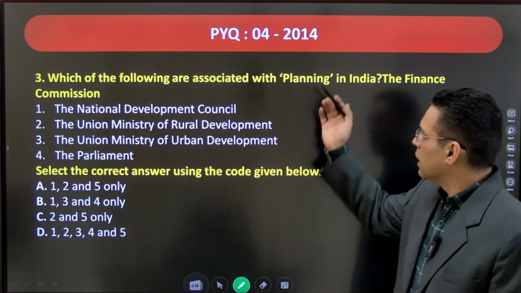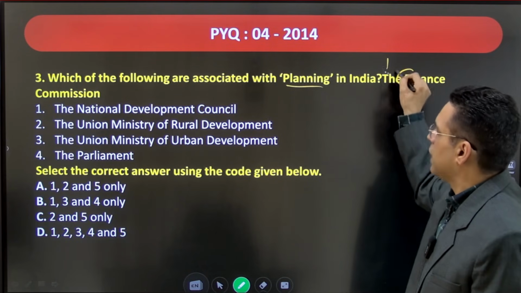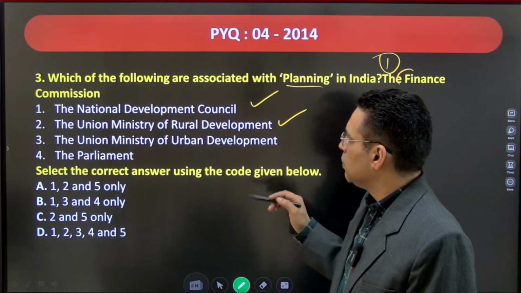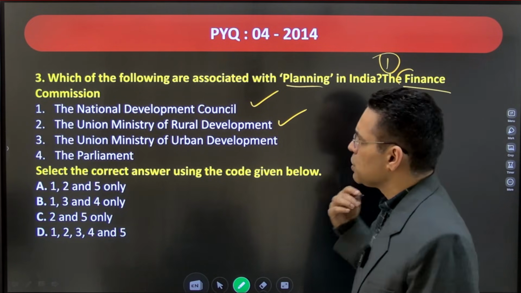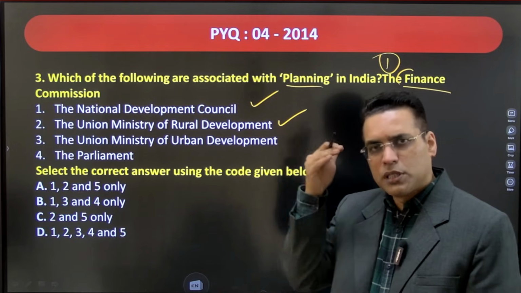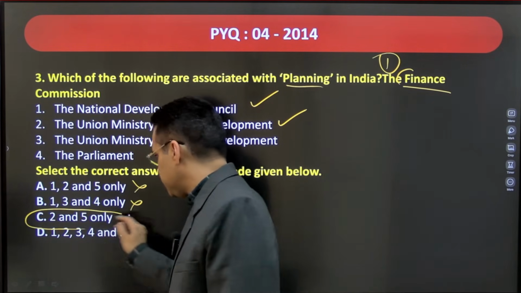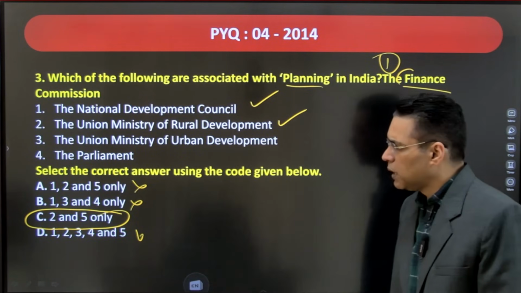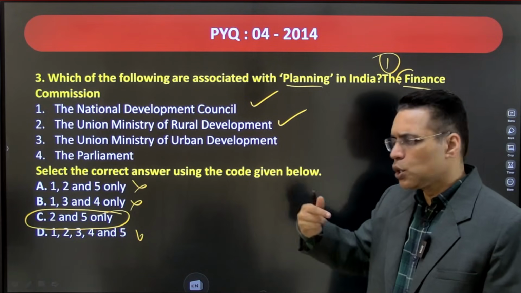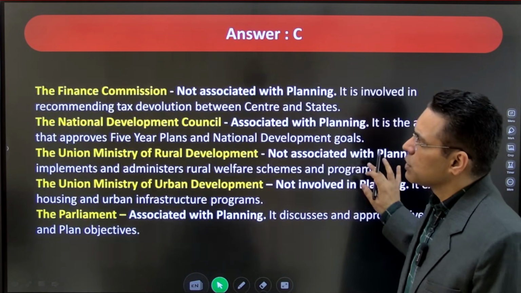The next question is again maybe in 14. Which of the following are associated with planning in India? The first is Finance Commission, the second is Development NDC. Now, you can easily know which bodies are not involved in planning. Finance Commission is not involved in planning. It is a recommendation body on how revenue of the central government should be given to the state governments. So one is out, and the moment one is out, you have C as the answer. Okay, others can also be seen. The parliament is also there as a planning body, and these ministries, rural development, urban development, are executing bodies, not planning bodies. Okay, so this is how UPSC might ask questions.